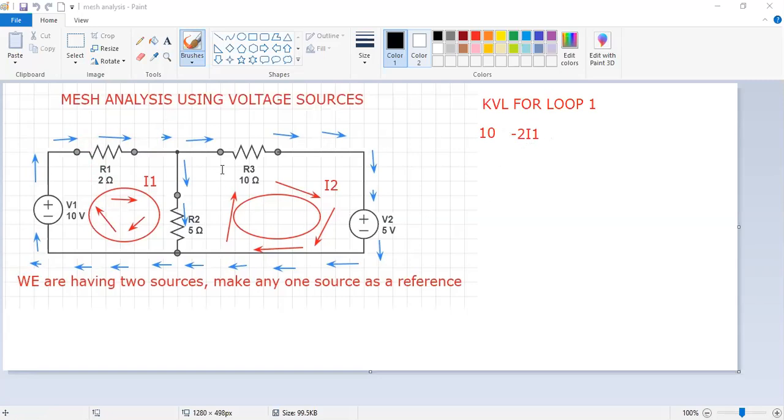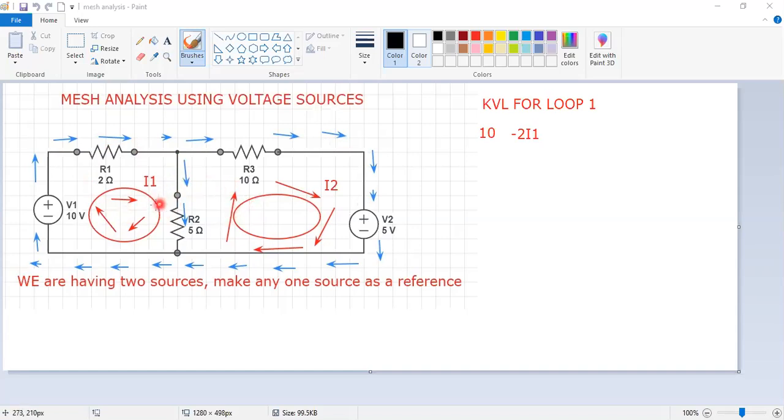Then coming for one more resistance in this loop, coming for R2. Loop means this is one loop here. Coming for R2, in this branch I1 minus I2 current will flow. Whereas in this branch I1 will flow, in this branch I2 will flow, but in this branch, I1 minus I2 will flow.